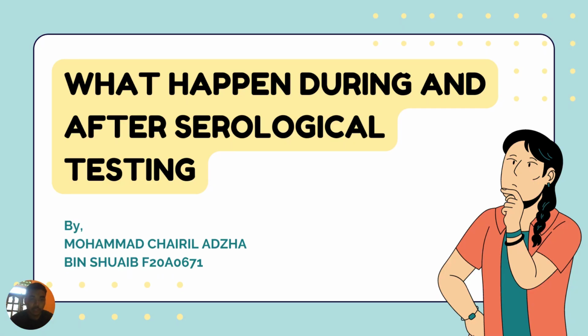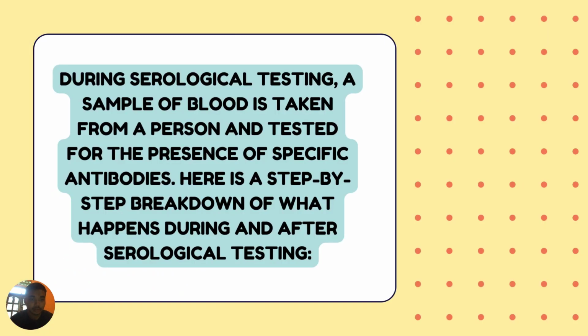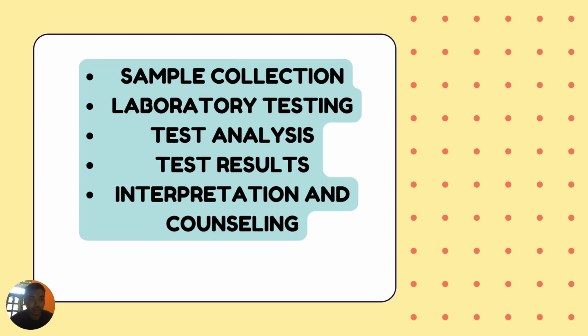What happens during and after serological testing? During serological testing, a sample of blood is taken from a person and tested for the presence of specific antibodies. Here is a step-by-step breakdown of what happens during and after serological testing. First is sample collection. A healthcare professional collects a blood sample from the person, either through a finger prick or by drawing blood from a vein.